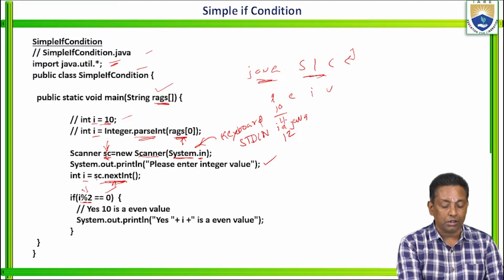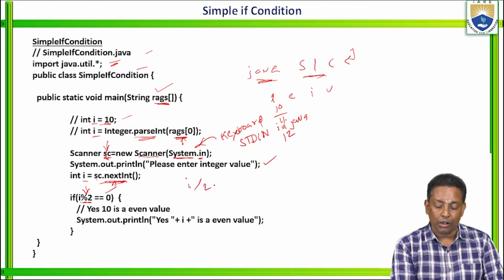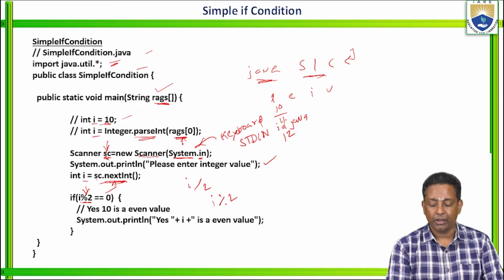This is called the modulus operator. This we already discussed in the modulus operations. i divided by 2 is division. i modulus 2, percentage 2 or modulus 2. This statement means this is a remainder operator or modulus operator.